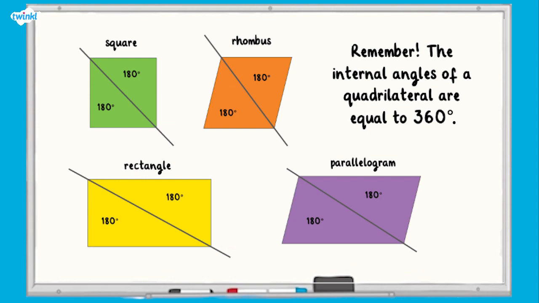Here are some more examples. Remember, these are all quadrilaterals as they have 4 straight sides. The square, rhombus, rectangle and parallelogram can each be divided into 2 triangles. The interior angles in a triangle are equal to 180 degrees. As there are 2 triangles in each quadrilateral, the interior angles are equal to 360 degrees.